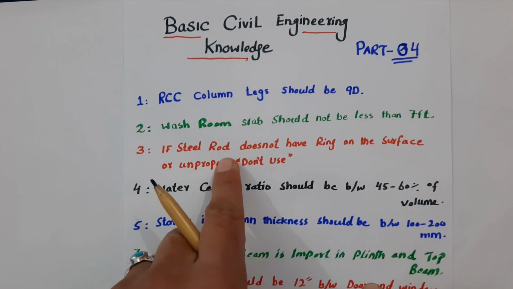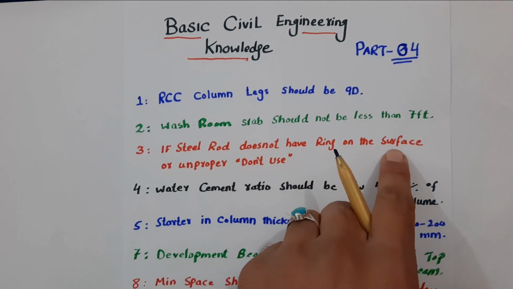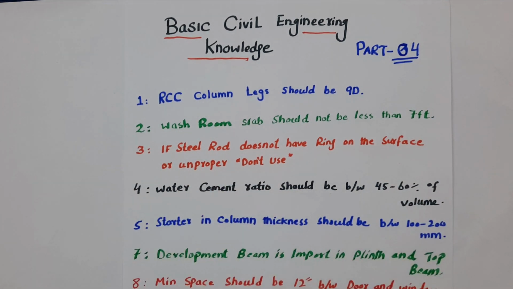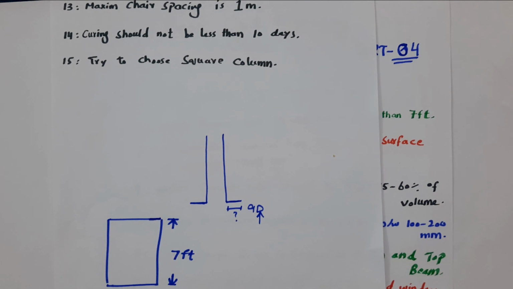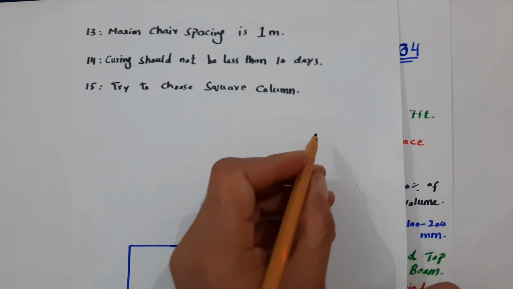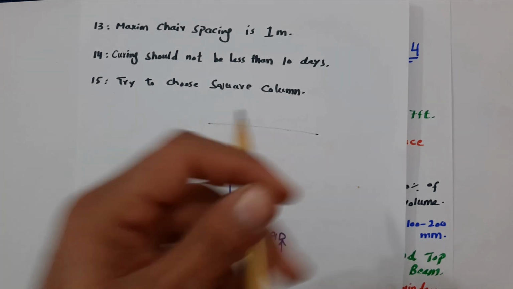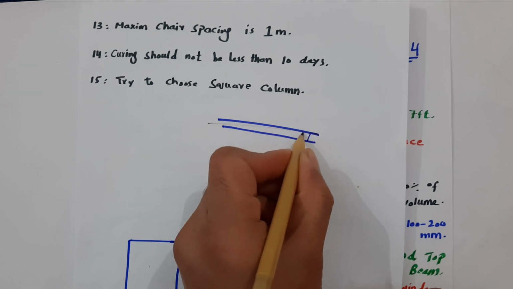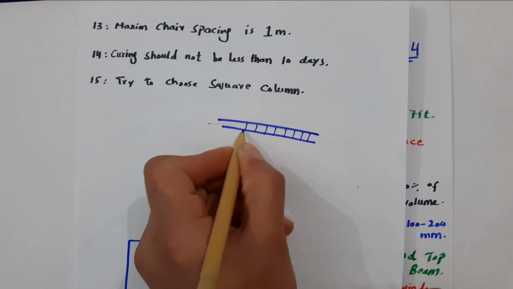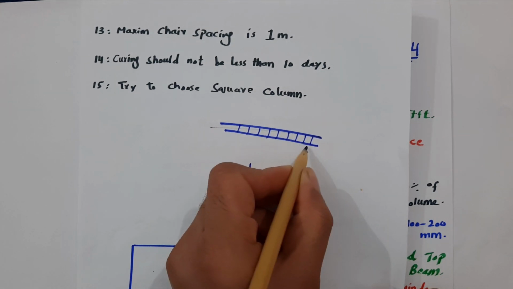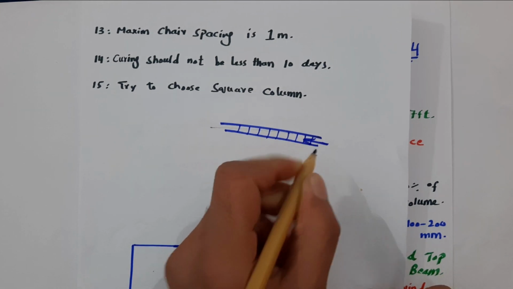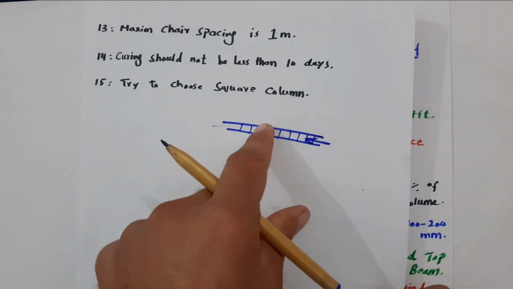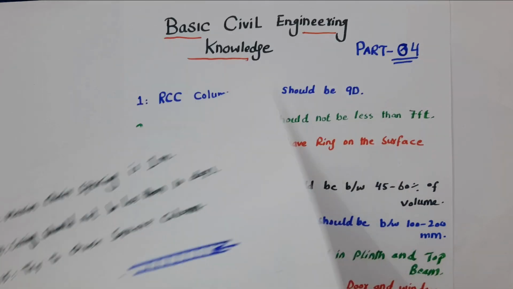Third one, if a steel rod doesn't have rings on the surface or they are improper, don't use that steel rod. How? You can see guys, this is a steel rod. As you know, on the steel we have rings like this. So if you can't see the rings on the surface of the steel rod, don't use it, because this is improper and it cannot make a good bond between steel and concrete.